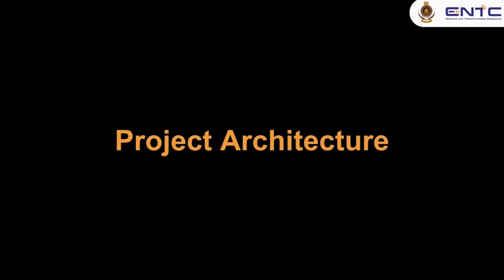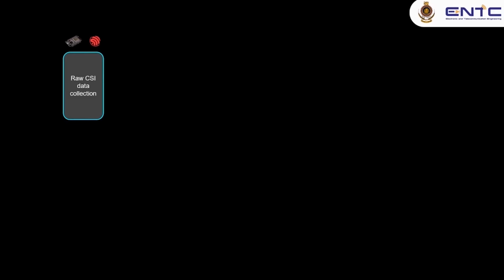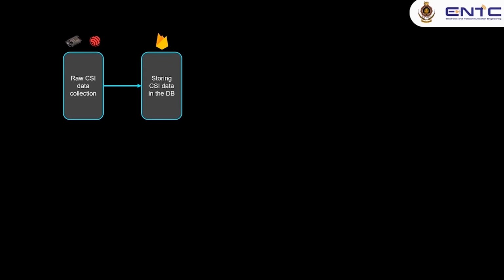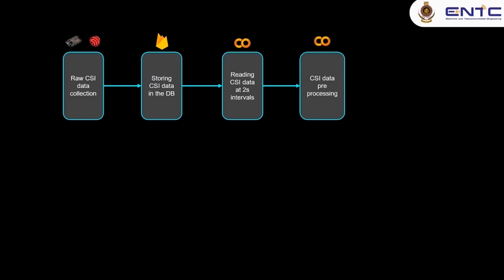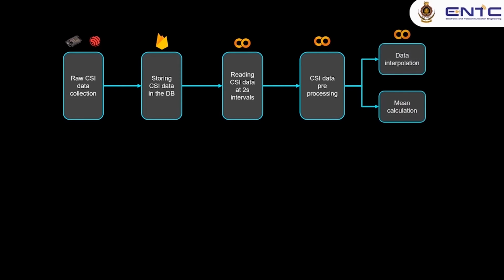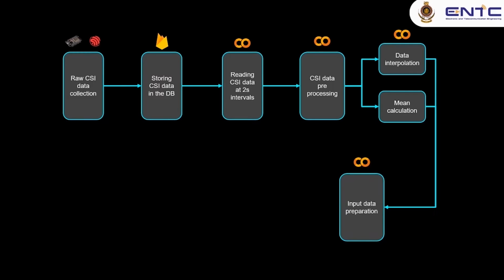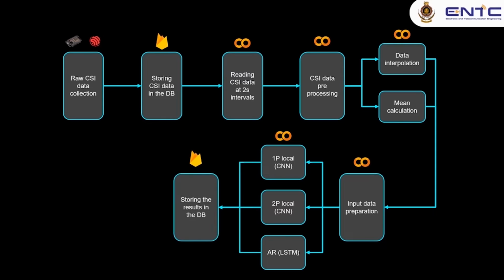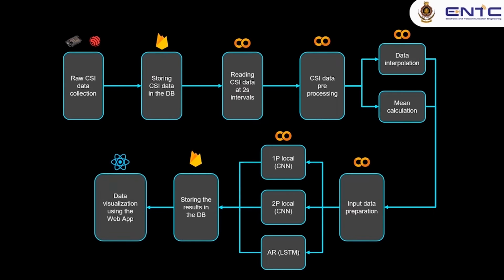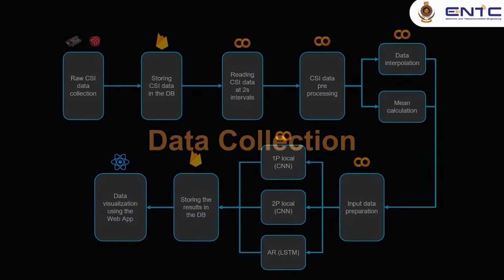Let's walk through our project architecture. First we collect and store raw CSI data, then we read the relevant CSI data which will be pre-processed. After pre-processing, interpolation and mean calculation is performed. Following the input data preparation, we feed the input data to our 3 ML models. Then the output results are stored in the database and finally visualized in our web application.